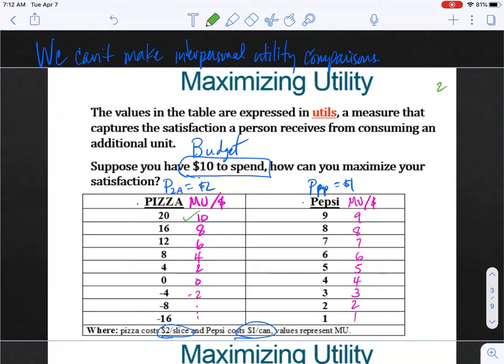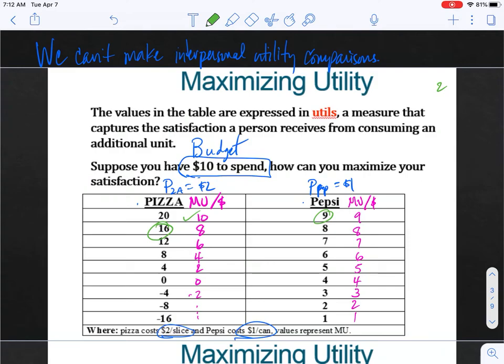The next slice of pizza gives me 16 units of happiness. Now, how much Pepsi do I have so far? So far, I've got no Pepsi. So the first Pepsi would be on the first line over here. Do you see how I'm comparing the second slice of pizza and the first slice of Pepsi? What do I want next, the second slice of pizza or the first slice of Pepsi? Which gives me the biggest bang for my buck?